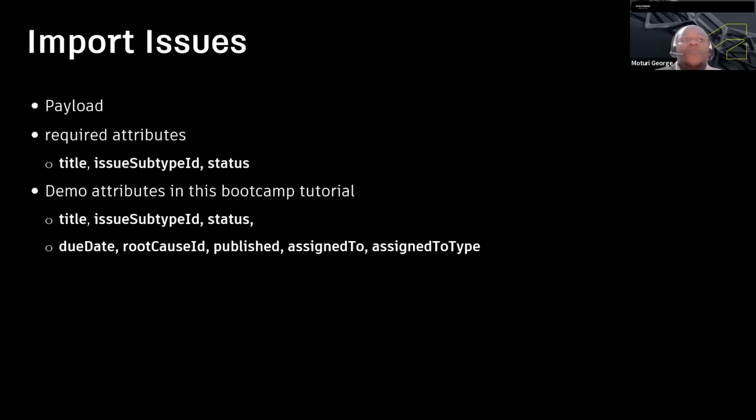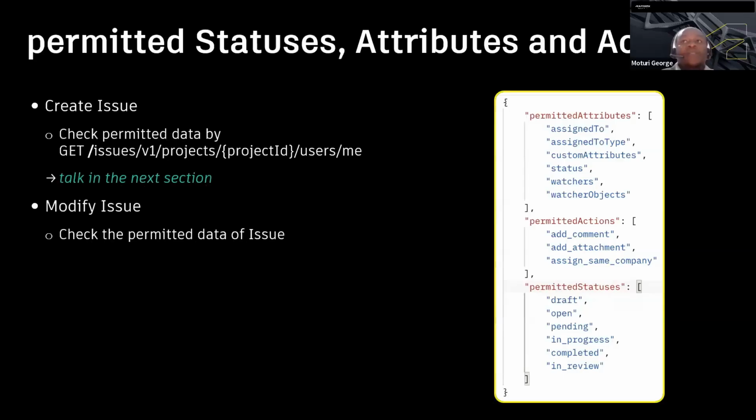So for the import, we're going to look at the payload, that's the title, the subtype ID, and the status. We are going to demo the same and also look at the due dates, root cause ID, the published date, who the issue is assigned to, and the assigned to type. For the permitted statuses, we looked at the statuses on the ACC dashboard that are system defined, from draft to the final, I think it was closed, completed. We have them here on the right side. There are many more, so you can have a look at them once you begin toying with the API.